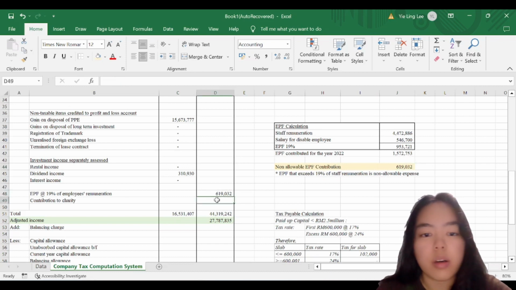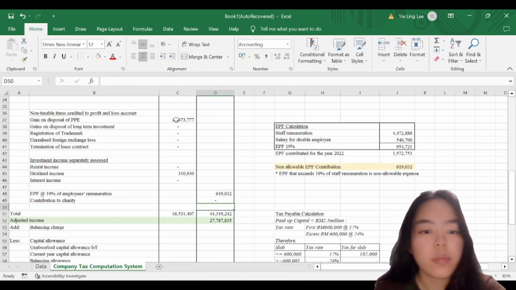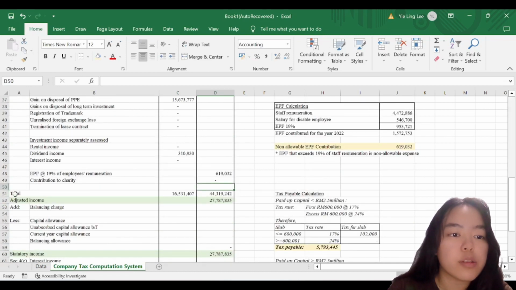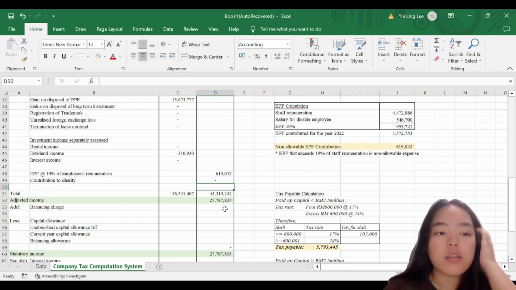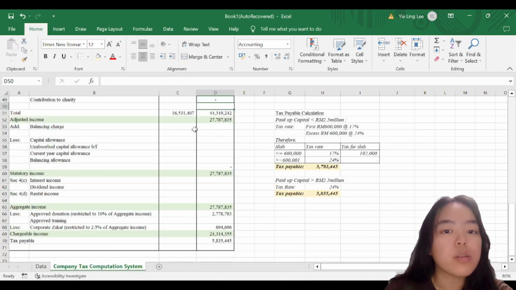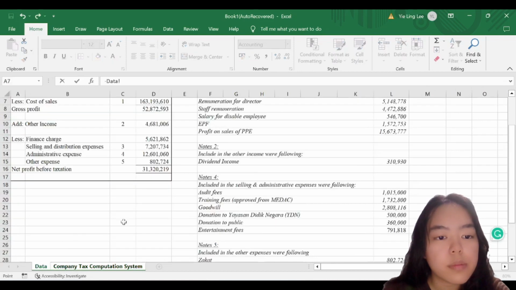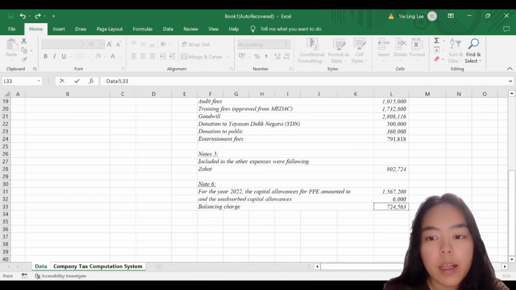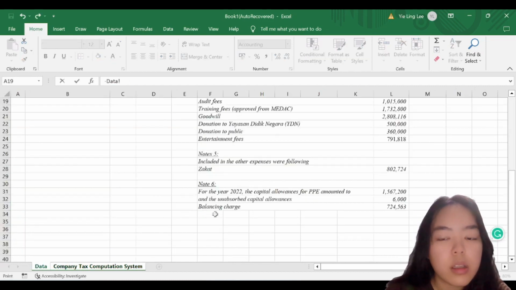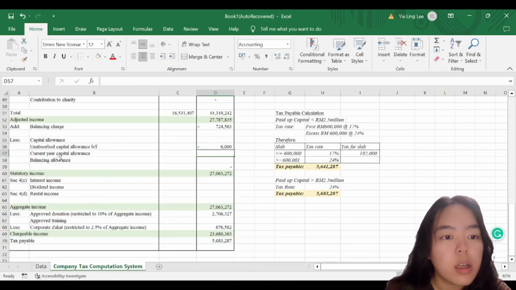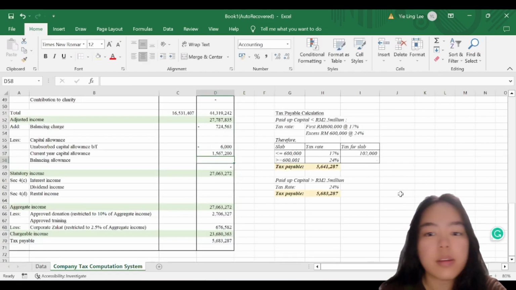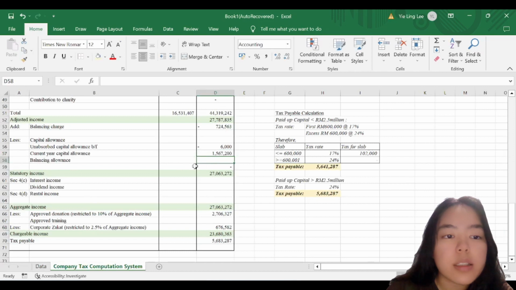And contribution to the charity I don't have. Okay, so after we key in all the items here, it automatically helps us to calculate the total and the adjusted income. So next we go on to the balancing charge, capital allowance, and balancing allowance. So balancing charge is, and for the capital allowance, unabsorbed is 6,000, and the current year is 1,567,000. As for balancing allowance, I don't have.